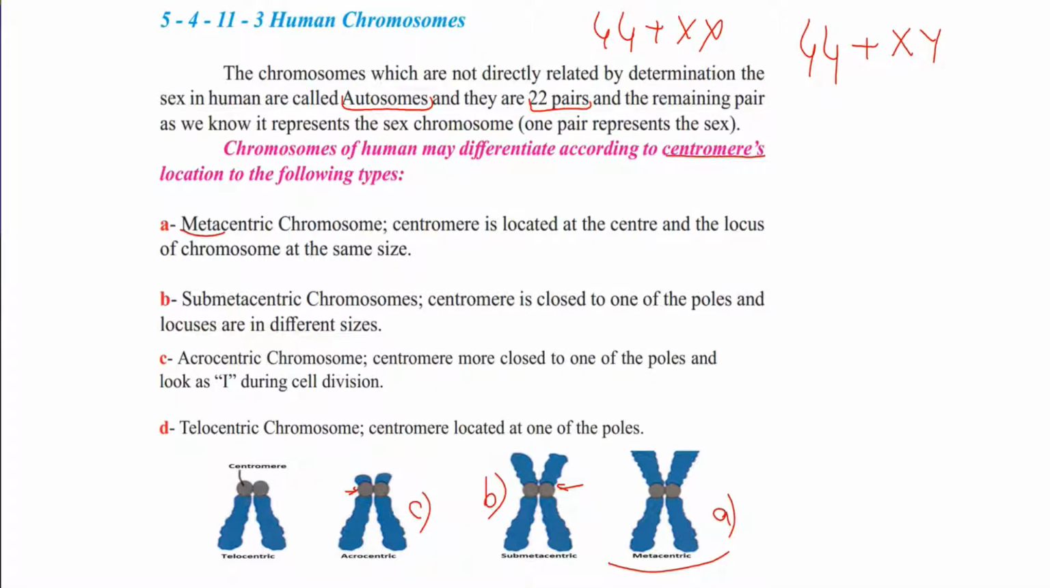In a telocentric chromosome, the centromere is located totally at one of the poles. So there are four different types of chromosomes according to the position of the centromere.